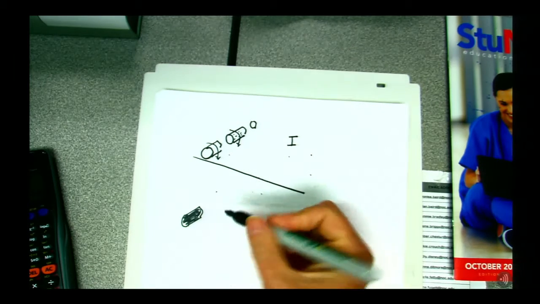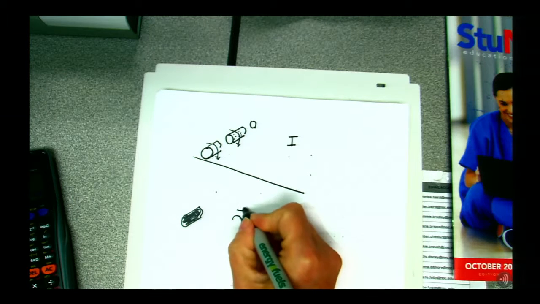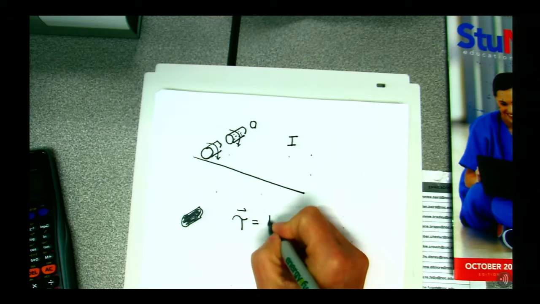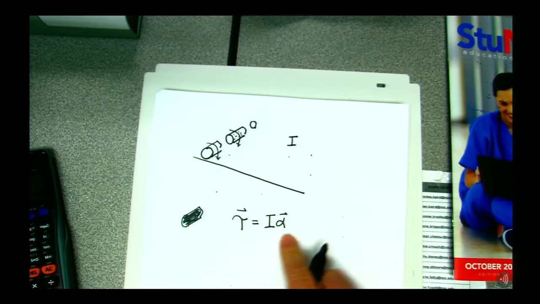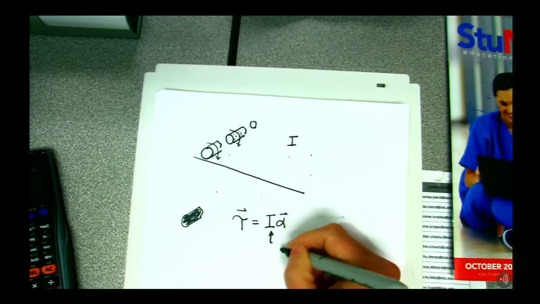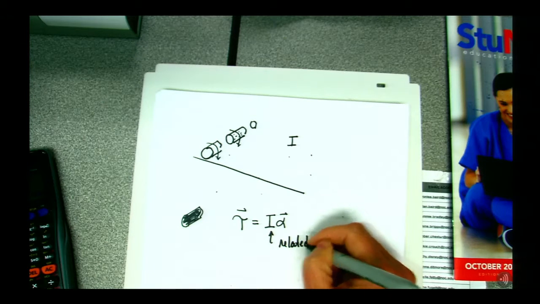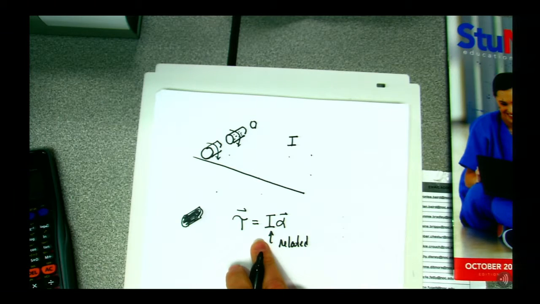So my torque has a very similar thing going on. I've got an inertia and I've got an angular acceleration. And this is going to be related to mass, but it's how that mass is configured and where that mass actually physically is. And we will actually play with that a little bit.